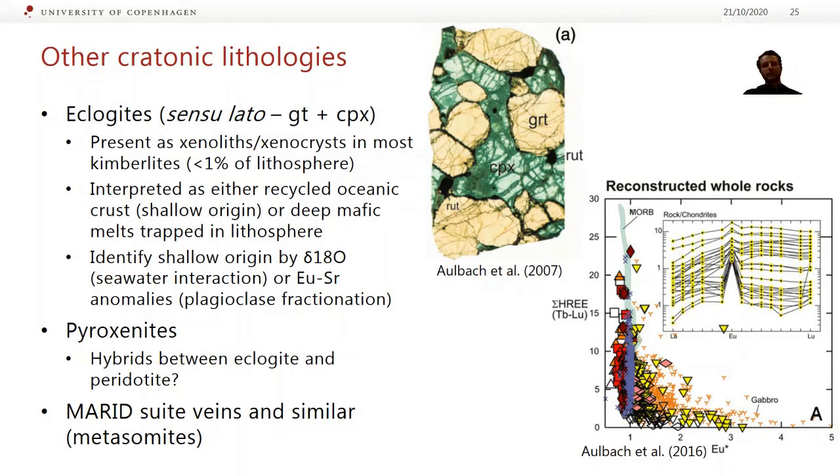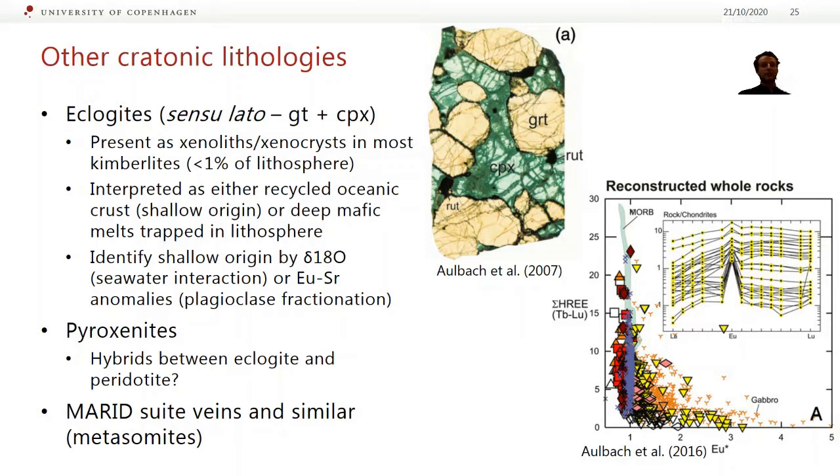Other lithologies that we find in the cratons include eclogites. This is usually used in sensu lato, like the loose sense, in that people will generally describe anything with garnet and CPX as an eclogite. Strictly, it has to be omphacitic CPX. This is clinopyroxene that has a significant jadeite component, I think, so sodium and aluminium. But generally anything that's a clinopyroxene and garnet rock will be described as an eclogite, even if the clinopyroxenes are diopsides.